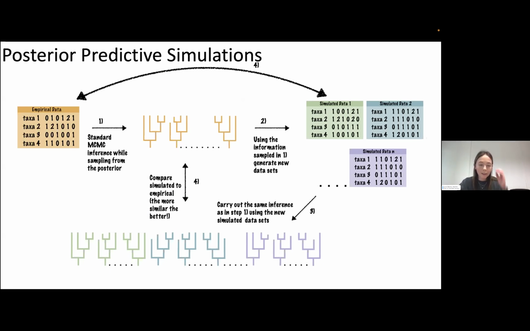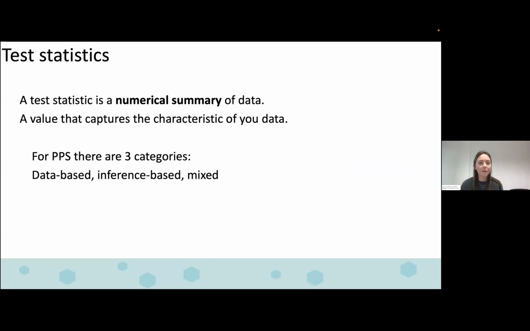But how do we actually quantify similar? For this we use test statistics, which are a way of numerically summarizing your data. So you take a morphological matrix, get one number out of it, and then compare it with the number from your empirical data to see how close these two numbers are. For posterior predictive simulations, we looked at data-based, inference-based, and mixed test statistics. I'm not going to go into the whole simulation study because it's not important for actually using them. Basically we just did a load of simulations where we simulated under a model.